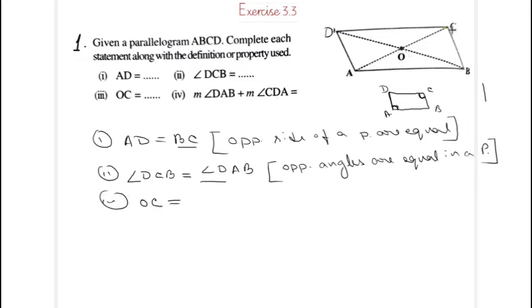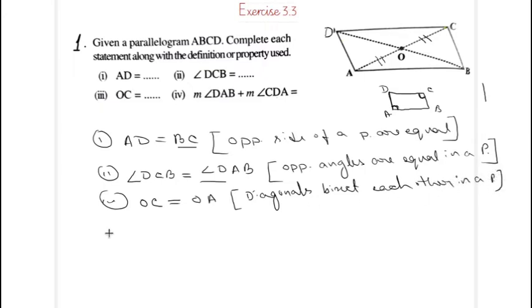Number 3 now. OC, this part. That means this is the half part of this diagonal AC, and we know that the diagonals bisect each other. Bisect each other means this particular diagonal BD has bisected AC into 2 equal parts. That means OA equals to OC. So OC will be equals to OA. Why? Because diagonals bisect each other in a parallelogram.